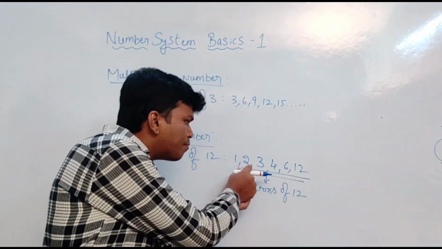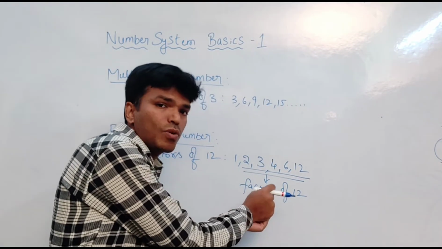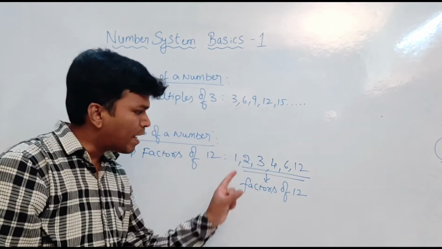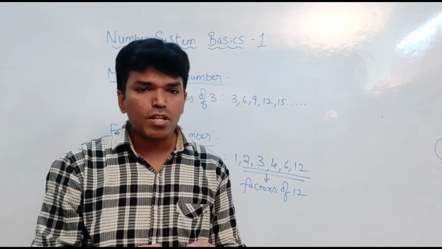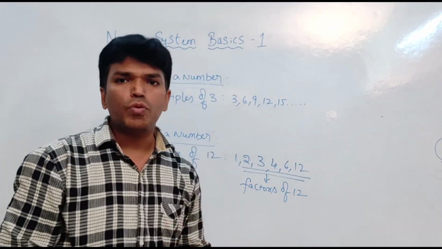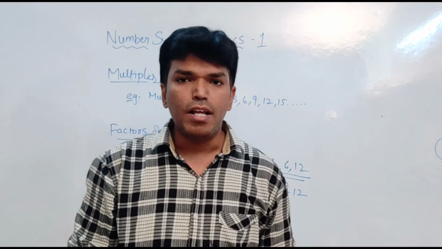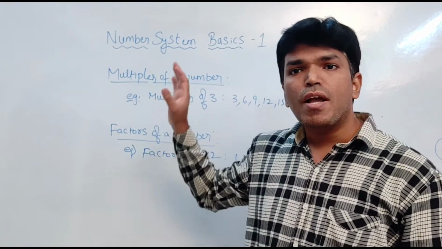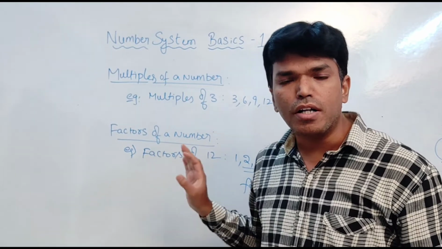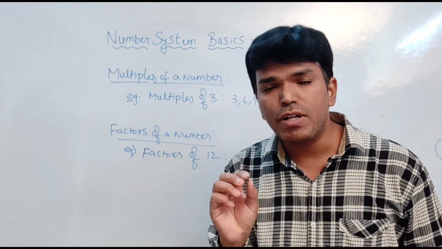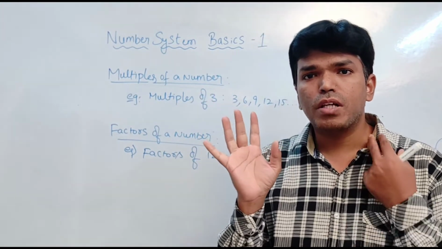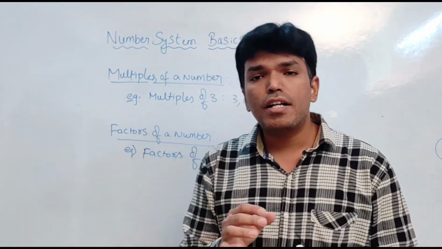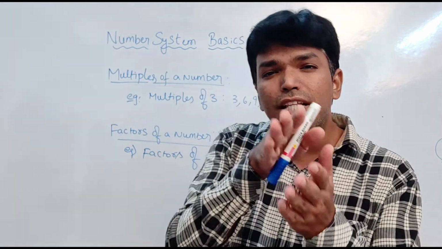Factors of 12 means all these numbers can divide 12. 1 can divide 12, 2 can divide 12, 3 can divide 12, like that. That's why they are known as factors of 12. These are the examples of multiples of a number and factors of a number. Multiples of a number means what? Once again, multiples are nothing but tables, that means the numbers which are coming in the specific tables.